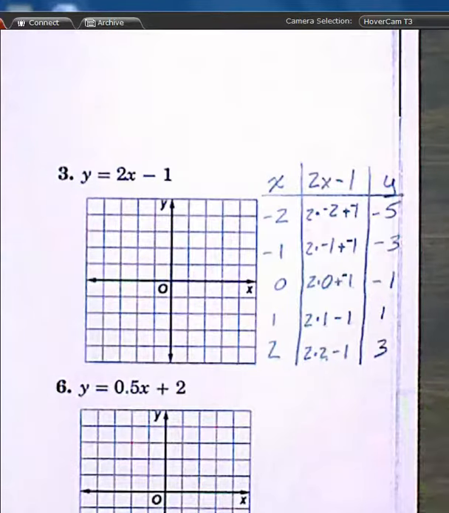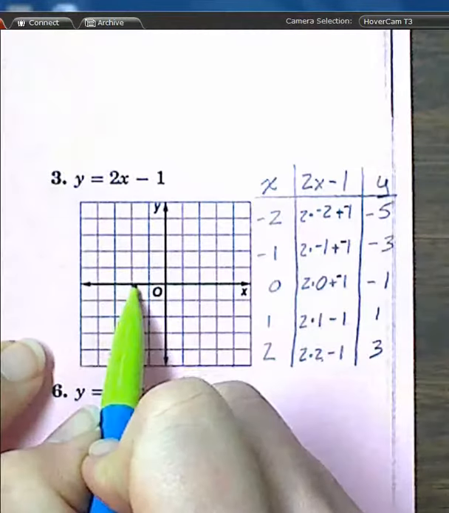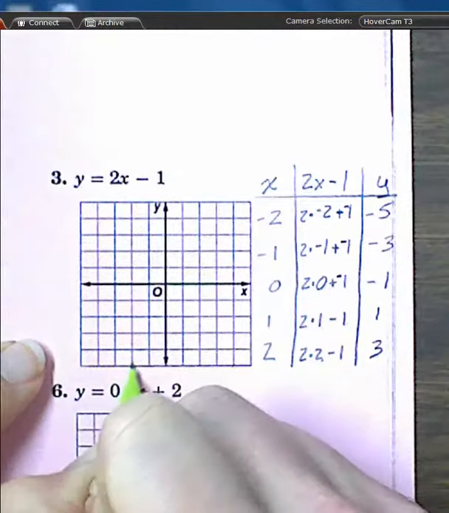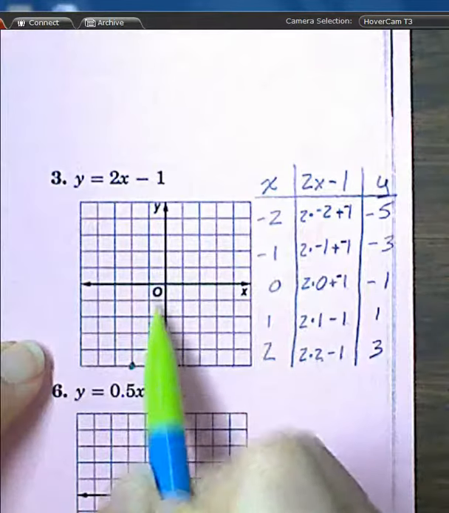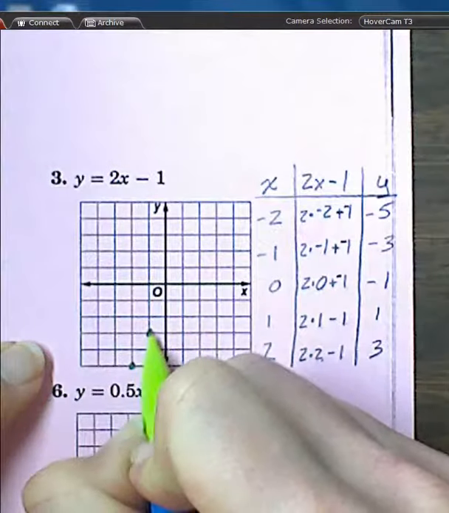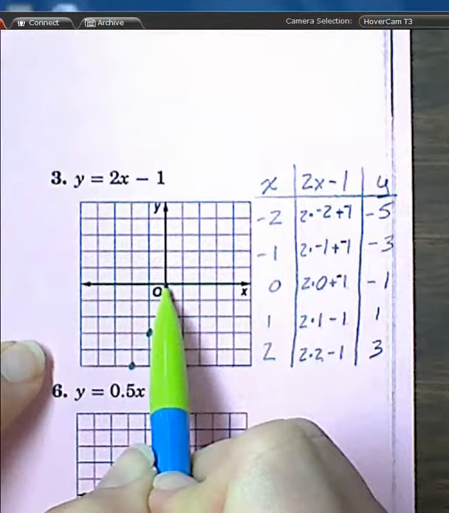What do I do now that I have a function table? Now I have enough and I can graph it, right? So my x is -2 down to -5. -1 and -3. Be careful on the zeros. Remember, I'm stuck on the axis here. And then I go down to -1.